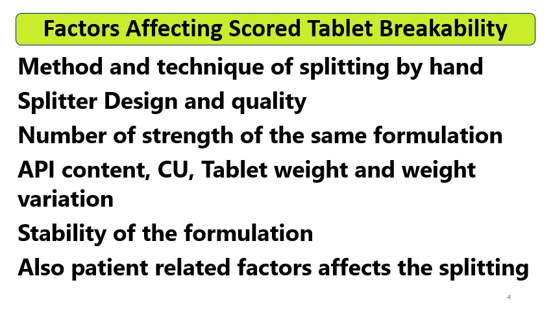Then number of strengths of the same formulation. If the formulation has a number of strengths, some may have a break line and some may not. So always have a good understanding of the number of strengths and which of them have the break line or not. Then API content uniformity, tablet weight and weight variation.